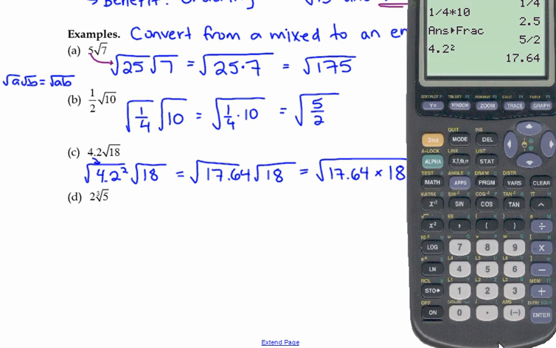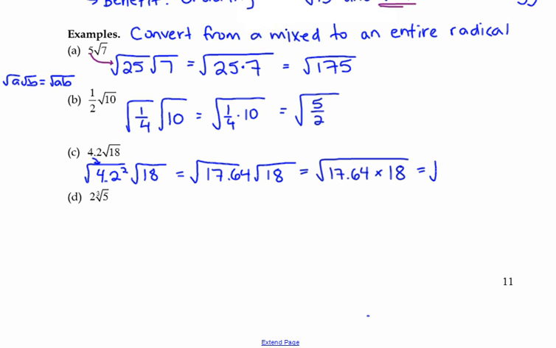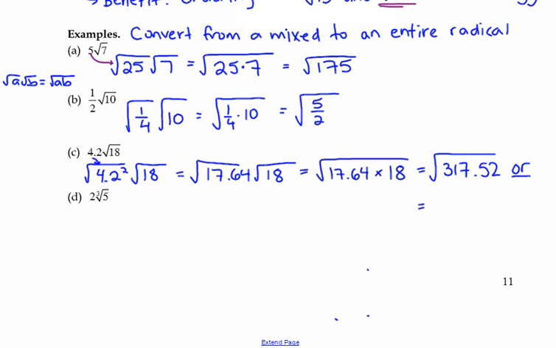So what are you going to type in your calculator? 17.64 times 18. And if we want to change that to a fraction, math, enter, enter. So we could root 317.52, or what is that? That's going to be ugly, isn't it? 8 over 25. A rational number. Yeah, you're right.